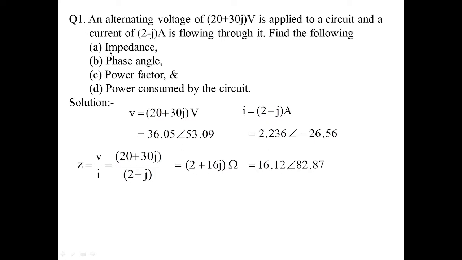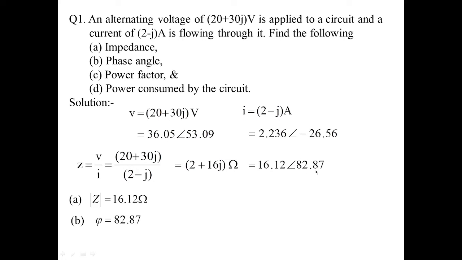Now we have the impedance value in rectangular form as well as in polar form. So what we need to estimate is the impedance, and it is already obtained in these two forms. The magnitude of the impedance is 16.12 ohms. In normal calculations, you can calculate it by taking the modulus of Z as the square root of 2 squared plus 16 squared, which gives 16.12 ohms.